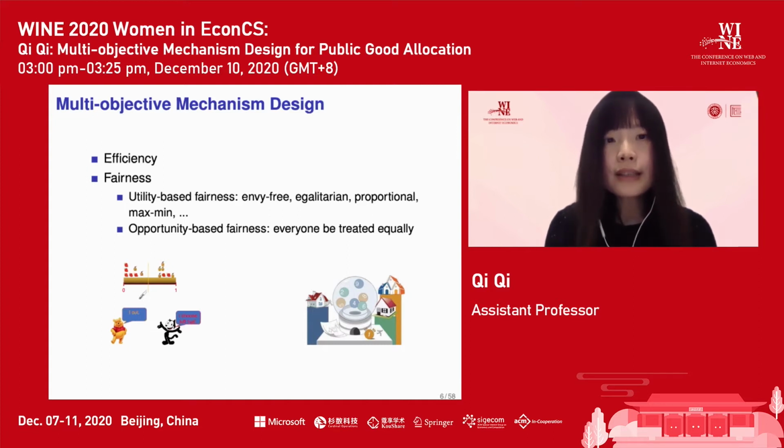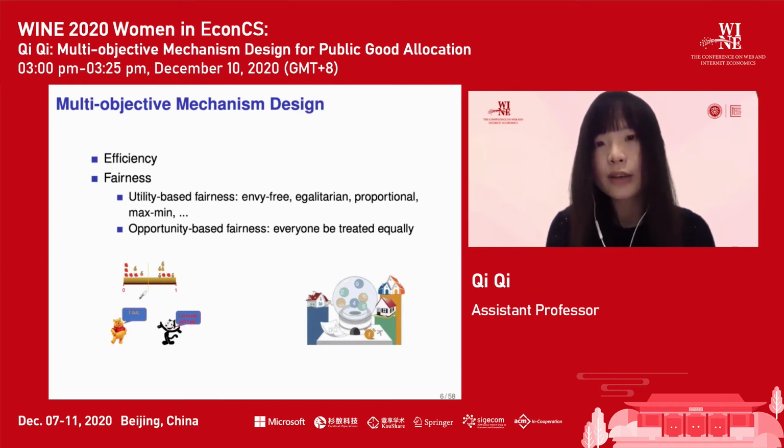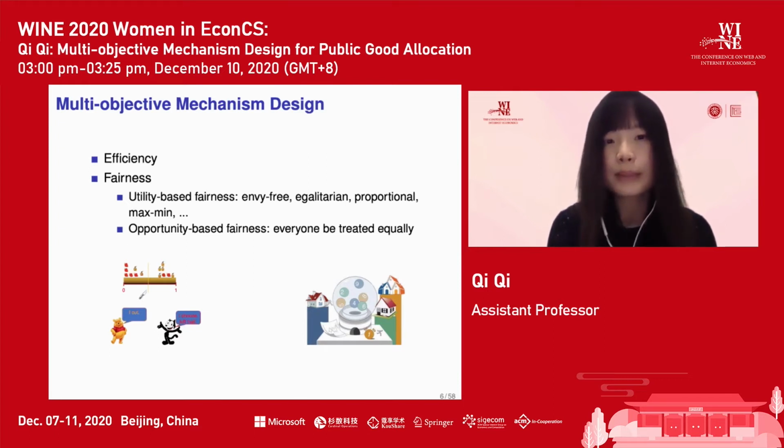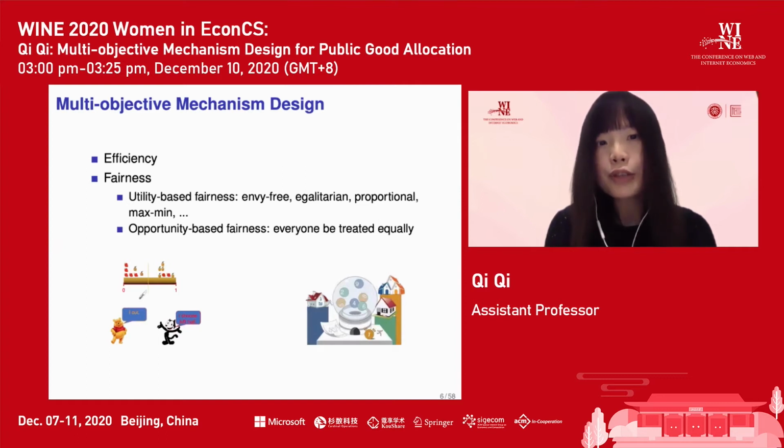For fairness, in the literature there are quite a lot of different definitions, depending on where we apply it. Mainly there are 2 different types. One is utility-based fairness, which includes envy-free fairness, egalitarian, proportional fairness, or max-min fairness. Another type we usually call opportunity-based fairness. We only look at the probability of whether one can get the good or not, so that everyone is treated equally.